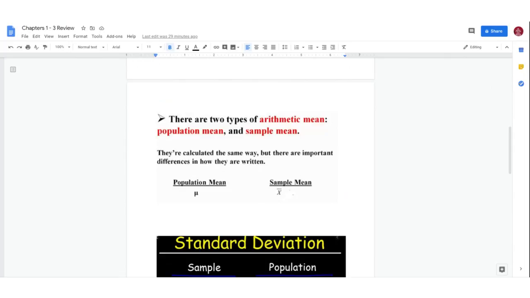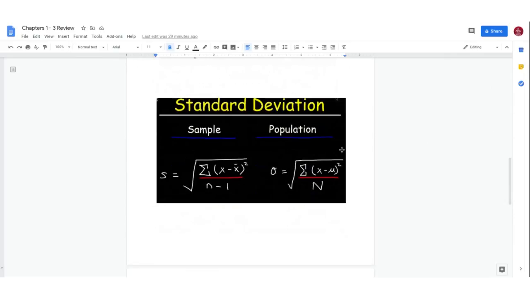For the sample standard deviation, it's n minus one that you divide by before you take the square root. And then for the population, it's divided by n.